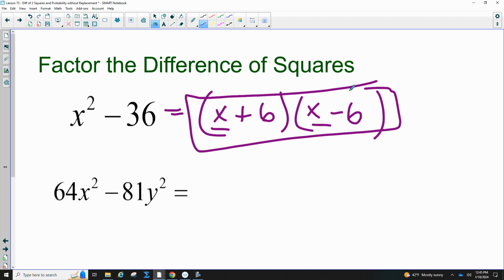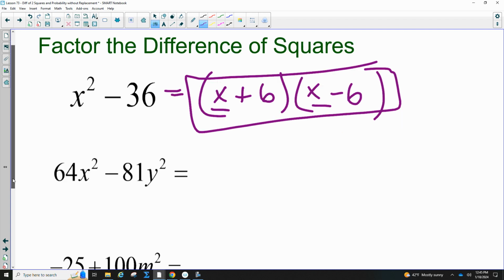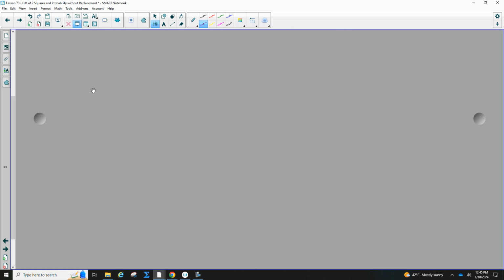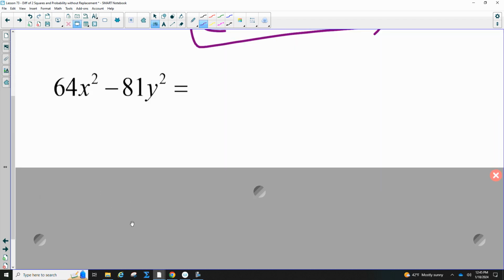Now I've got 64x squared minus 81y squared. So if there's 2 terms, you always look for this special case of factoring. 2 terms, okay? Are they both perfect squares? Is there a minus sign in the middle? Then we factor. So we do our 2 sets of parentheses. These first 2 things have to multiply to be 64x squared. 8x and 8x, and they have to be the same.